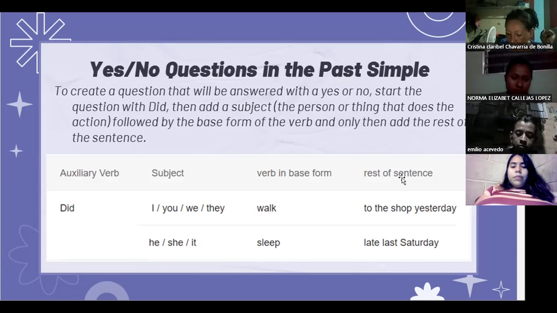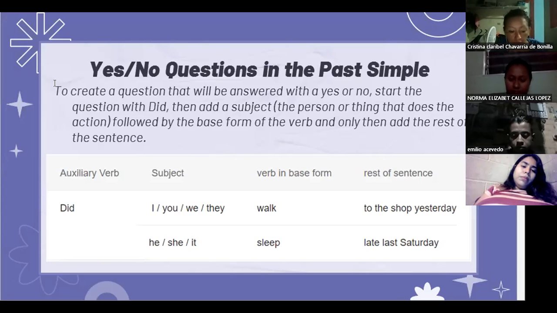Then the rest of the sentence is going to be the complement. The one that we know, right? The complement. So let's read over here. It says, to create a question that will be answered with a yes or no, start the question with did. Then you add a subject. The person or thing that does the action is the subject, okay? So it's going to be followed by the base form of the verb and only then add the rest of the sentence.